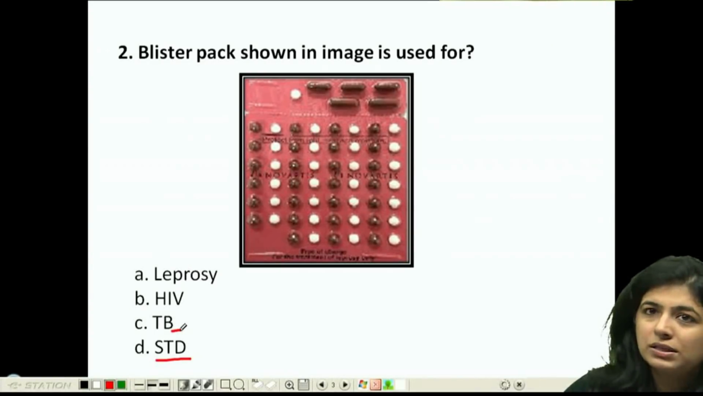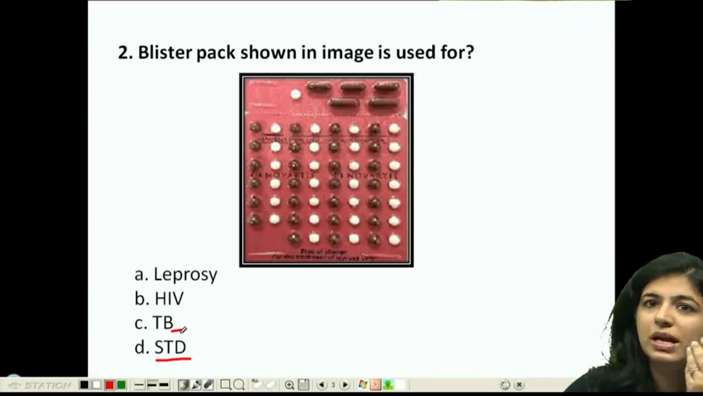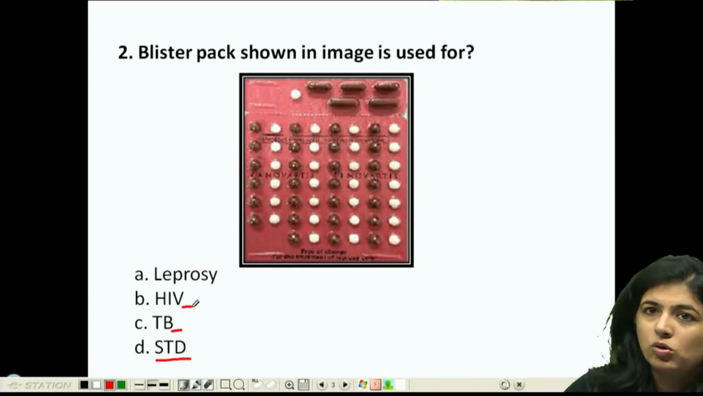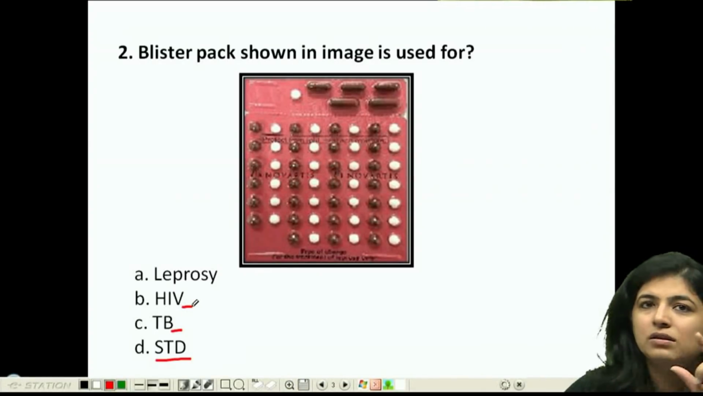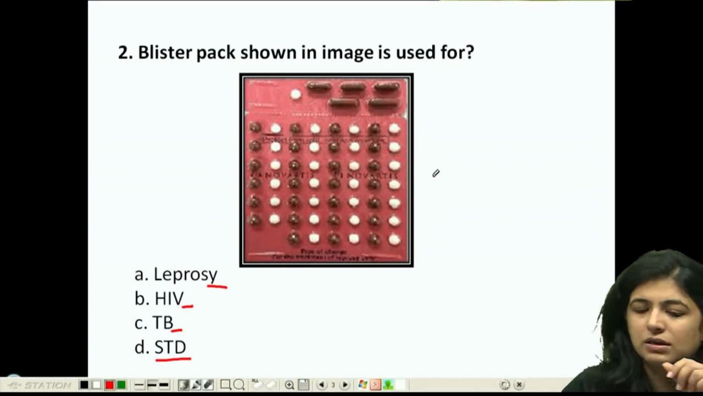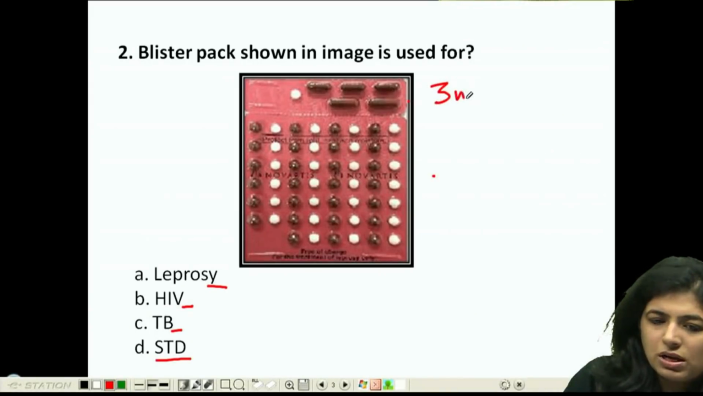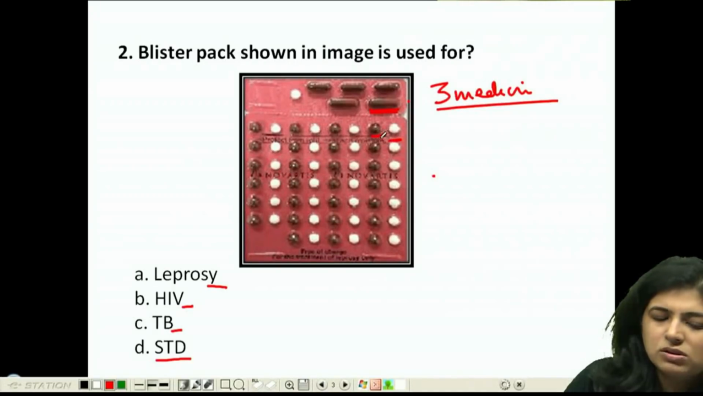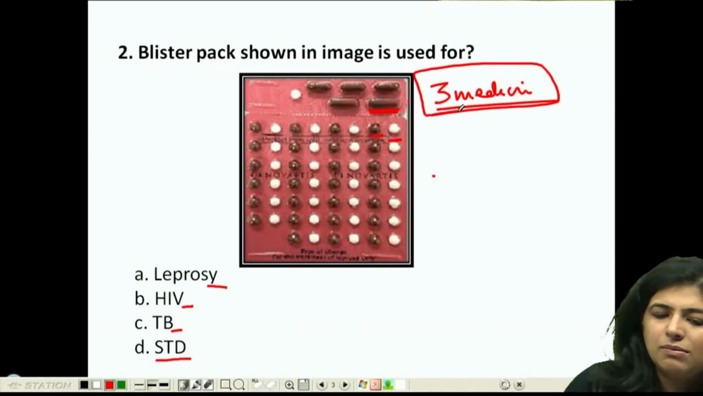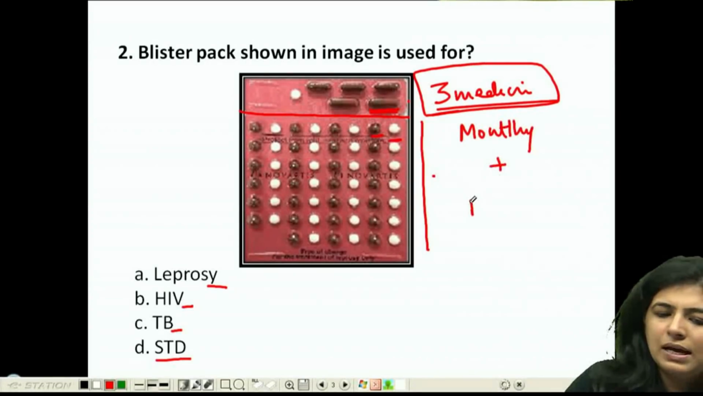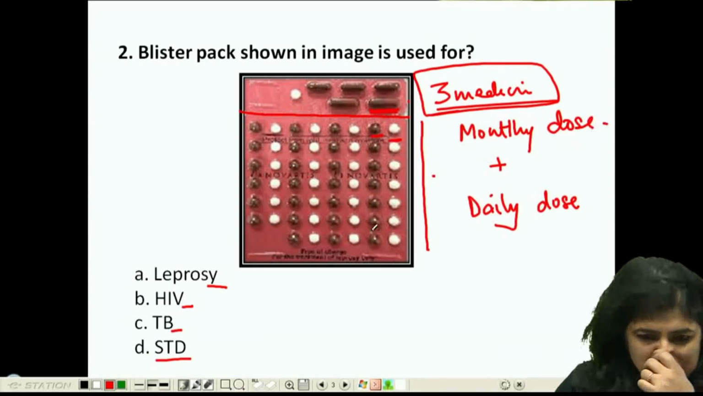I have kits. I will give that kit to the patient. A TB patient goes to the RNTCP center, he will get a blister pack which he has to consume. HIV patient also gets proper bottles of ART. Leprosy patient also gets kits. So all these four will get it, but you identify this kit. Now, this kit has 3 medicines in it, you can make out. One is these long ones, one is this white and one is this short one. So identify that this has 3 medicines. This is separate, this is separate. So it has a monthly medicine plus it has a daily dose.